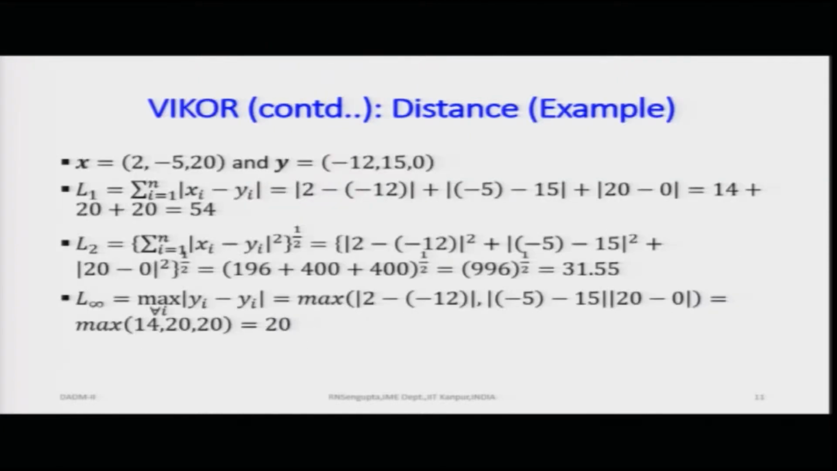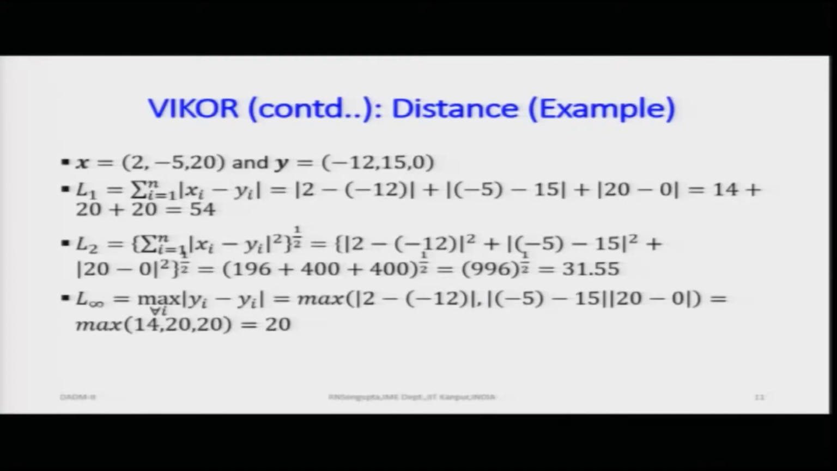Now, let us consider an example. I am considering a very simple case, a 3-dimensional one, and you will understand why these distance measures would change as you change the norm. Consider the x vector as 2, minus 5, 20, and the y vector as minus 12, 15 and 0.